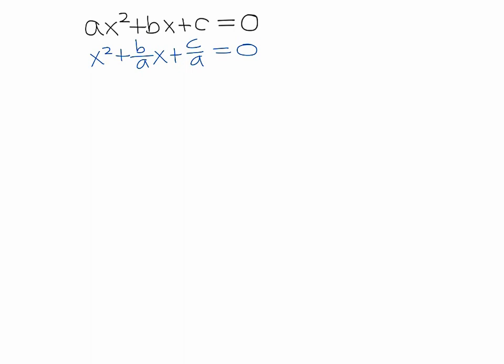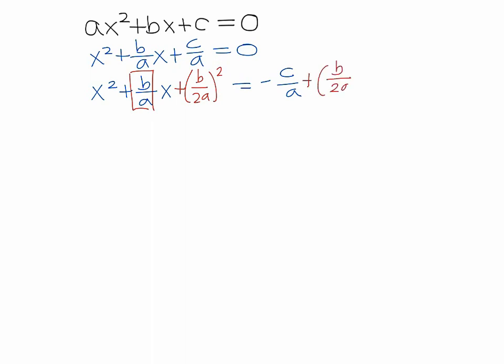Next, we're going to separate a constant. x squared plus b over a x is equal to negative c over a. In order to complete the square, we want to take the term that's in front of the x, divide it by 2, then square it. So we have b over 2a squared. On the right side, we're going to add the same amount, b over 2a squared.